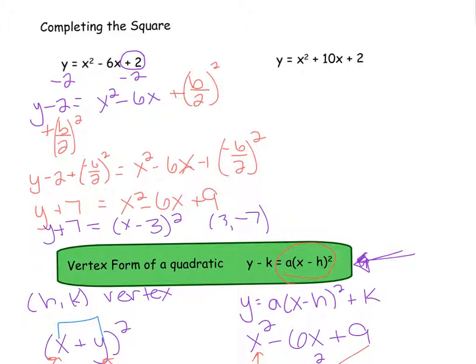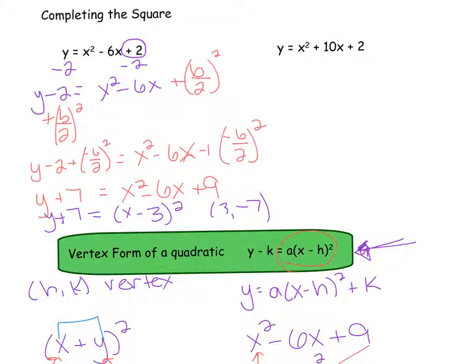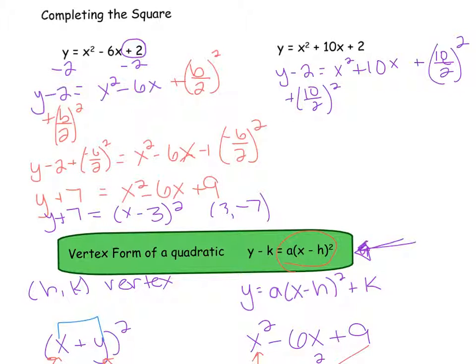All right, so let's take a look at this second one here. I have y equals x squared plus 10x plus 2. Remember, my first step is to get rid of that c and subtract from both sides. So y minus 2 equals x squared plus 10x. Now my next step is to add (b divided by 2) squared to both sides. So on the right, I'm going to add (10 divided by 2) squared, and on the left, I'm going to add (10 divided by 2) squared. So my left is going to be y, and 10 divided by 2 is 5, squared is 25, minus 2, so I get 23.